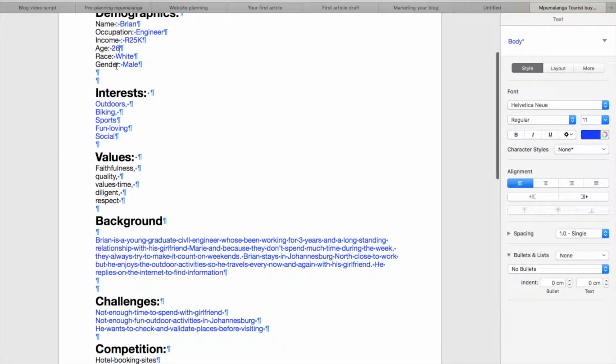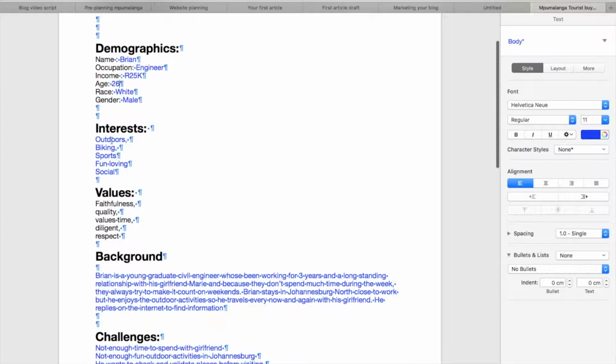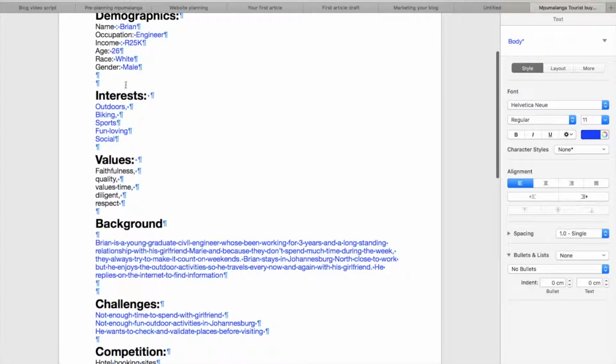So what is Brian interested in? Brian is interested in the outdoors. He enjoys biking, sports, water sports. He's fun loving. He's a very social person. Those are very interesting things that you need to define as well, because when you create your blog and you're writing your blog post and using the colors and your messaging, it should all resonate with your buyer persona. So if the person likes shooting, that may not necessarily be your target market.